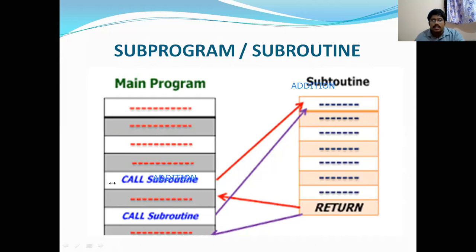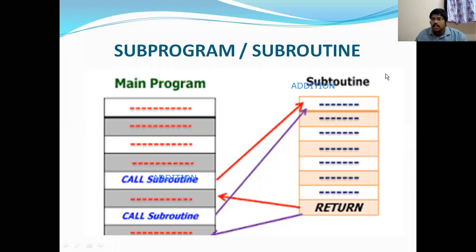Subprograms or subroutines, what do they mean? They are a small part of the program. They are not written in the main memory; they are written separately from the main memory. One main program may contain hundreds of subprograms, because my program may need addition, subtraction, multiplication, division, ascending order arrangement, descending order arrangement, and so on. Then I can write a subprogram for each of these tasks. So one main program can contain hundreds of subprograms. There is no limit for that.